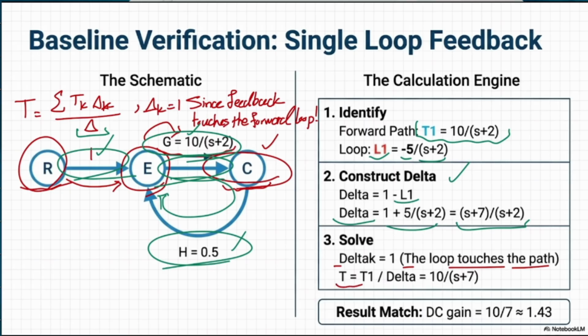So my formula T is going to be T1, because the sigma of Tk times delta k was 1, and my Tk, which was a forward path, was only 1 forward path, and the delta is the one we just calculated. So T1 divided by delta is going to give you something like this, and if the question asks for the DC gain, it means that your s equals 0, and you can find it.